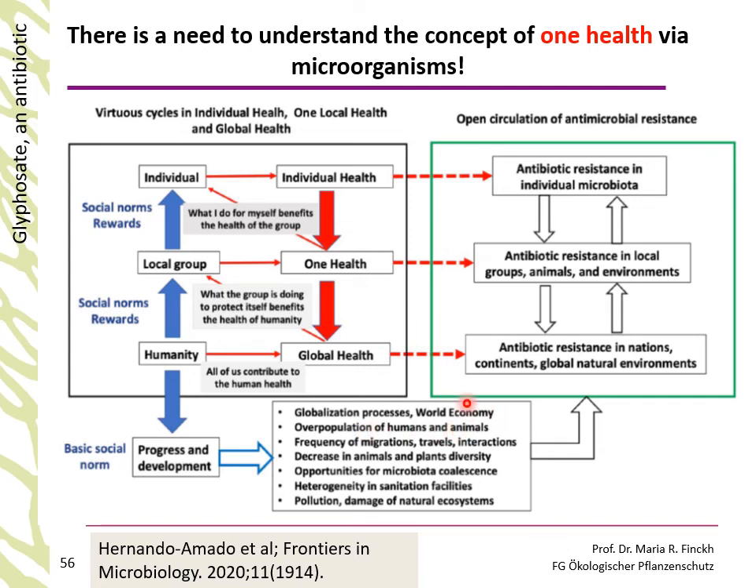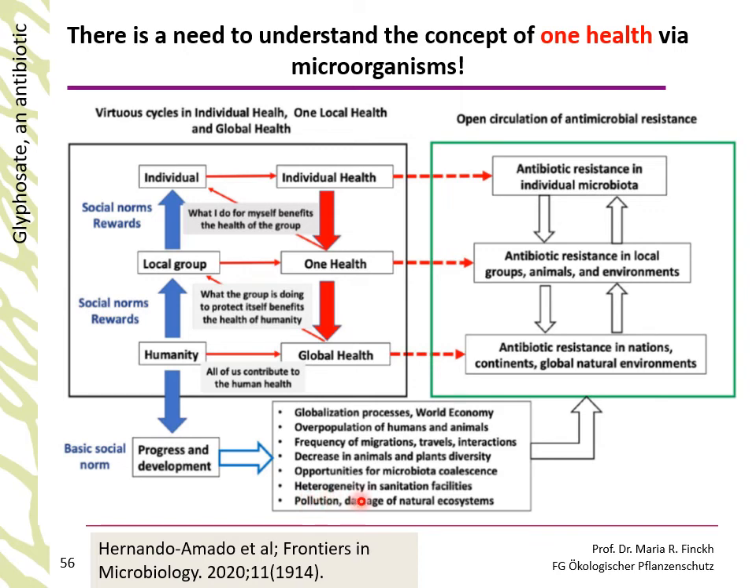We have globalization processes, we have overpopulation, we have frequency of migrations, travel, and interactions. We have a decrease in animal and plant diversity. We have much more contact with the wild because we are infringing on the wild, and COVID-19 coming from wild animals that we basically should not be eating. We have too many opportunities for microbiota to get together where they don't belong together.